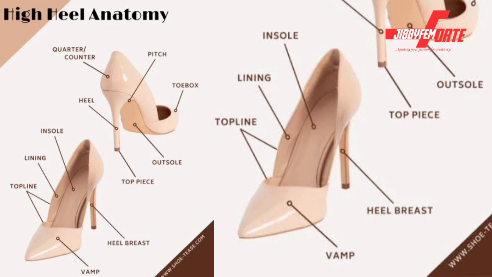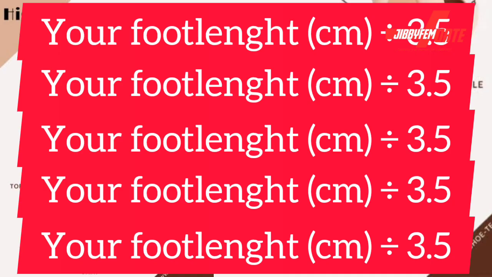So let's quickly go into how to calculate the appropriate heel height for my foot. You're going to be using the formula that you have on the screen to calculate yours. Go ahead and calculate yours and let me know in the comment section. If your foot is 21 centimeters, just divide it by 3.5. Whatever the answer is, that is the most appropriate heel height for you to wear. Go to the comment section and do that.